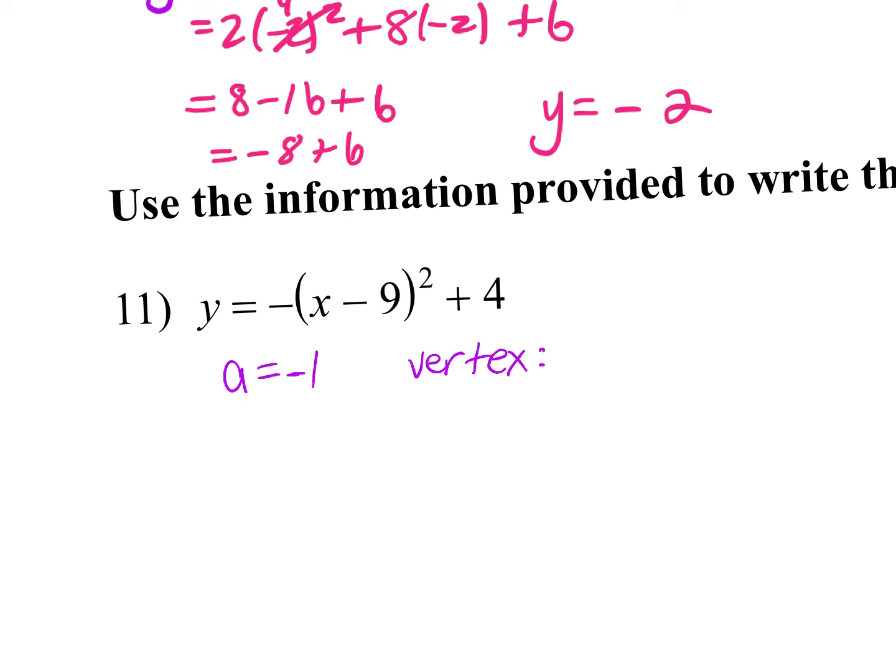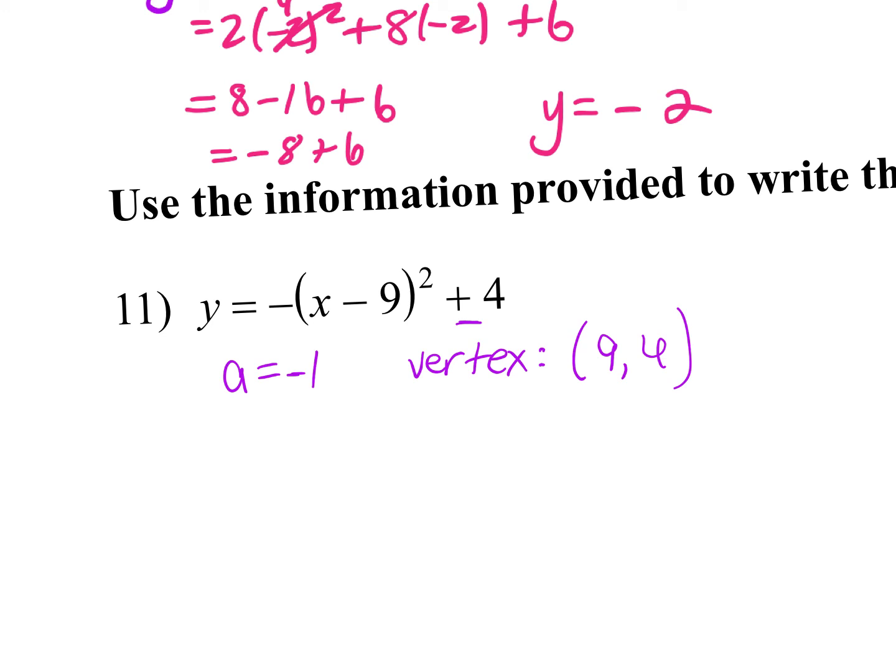-1. Who said that? Okay, good. What is the vertex? 9 and what? Nope, this one doesn't change. It's a times x minus h squared plus k. It only changes if it's in the parentheses. So it's 4. So what's going on? What does this mean?